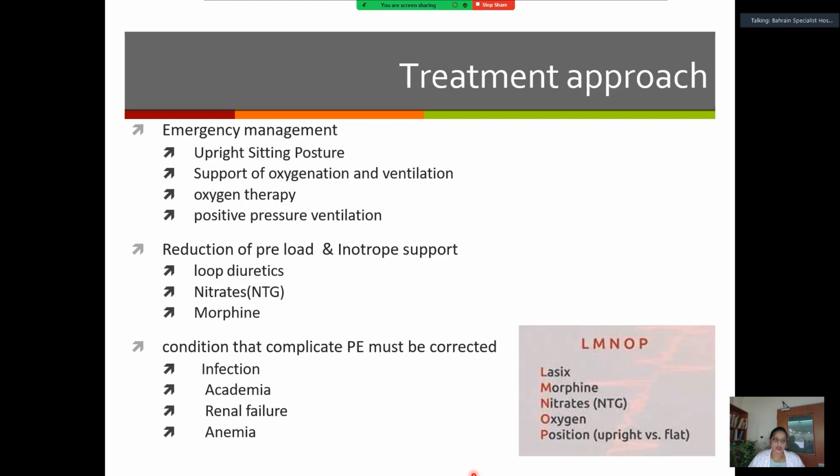Treatment approach. In emergency conditions, proper position is advised, support of oxygen and ventilation, oxygen therapy, positive pressure ventilation. Reduction of preload and inotrope support by loop diuretics, nitrates, morphine. Conditions that complicate pulmonary edema must be corrected, like infection, acidemia, renal failure, and anemia. The most common mnemonic is LMNOP, where L stands for Lasix, morphine, nitrates, oxygen, and proper position.